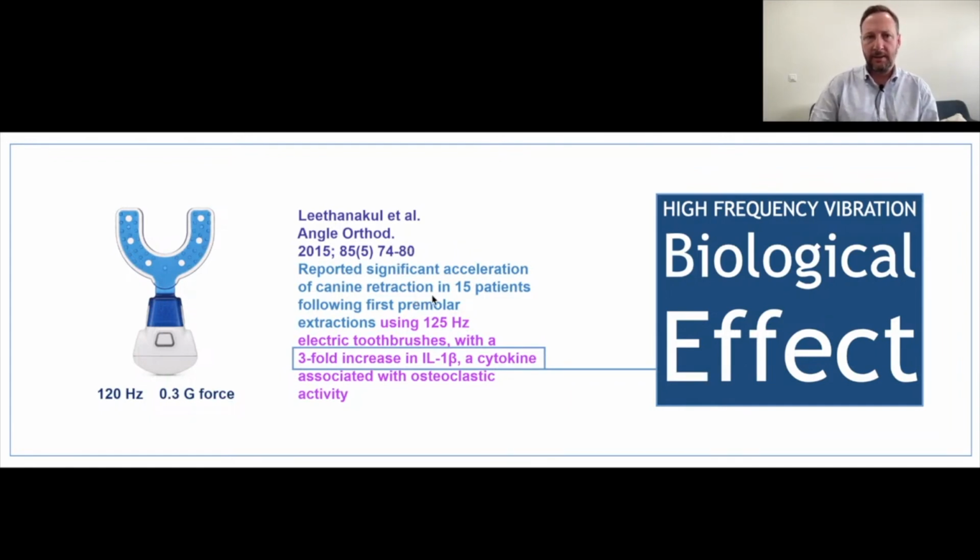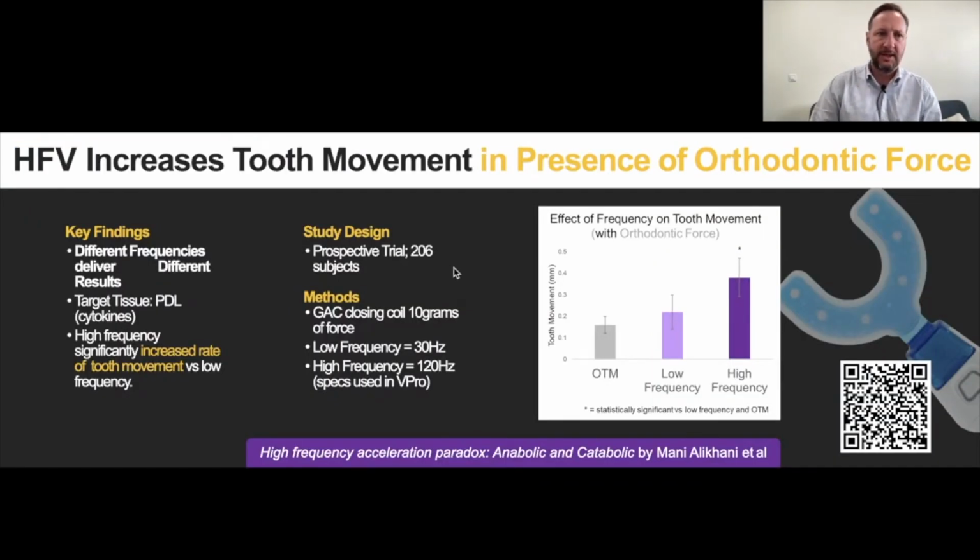This article was published in 2015 in Angle Orthodontist, one of the most important journals for orthodontics, and they studied 15 patients using high frequency vibration, in this case an electric toothbrush at 125 hertz on only one crown. They found 3 times more cytokines and inflammatory cells that are associated with this osteoclastic activity. This was the first study after other devices with low frequency vibration were on the market that presented some biological response using vibration. So this was a game changer.